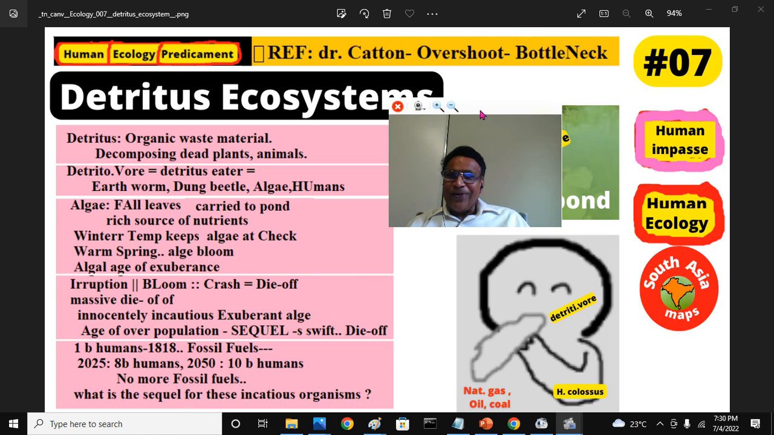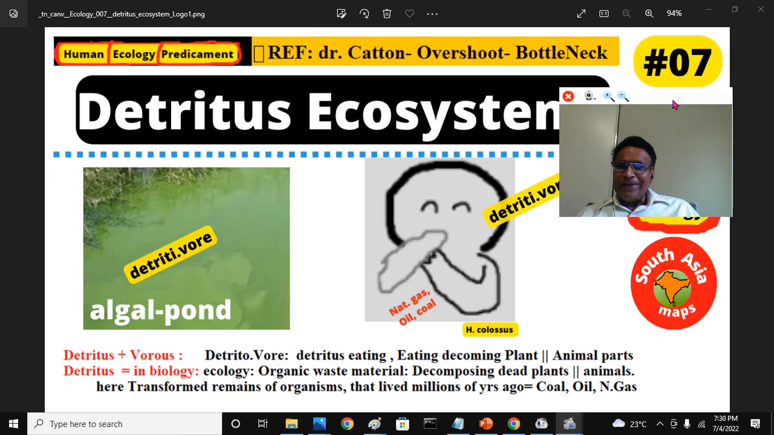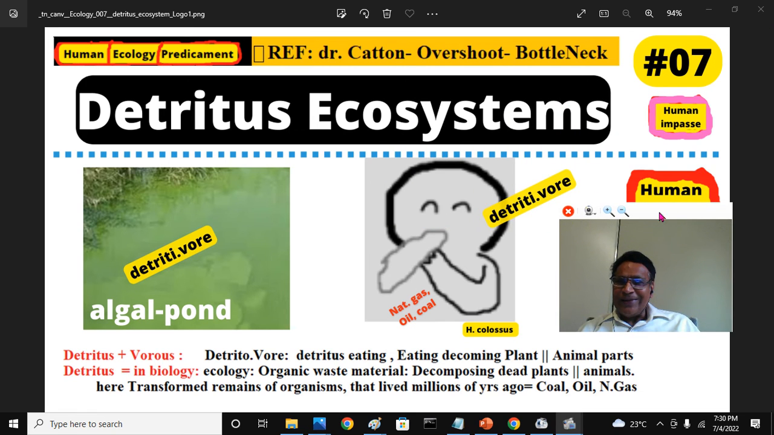The detritus ecosystem, the detritivore, the organism that lives on the detritus ecosystem. In the algal pond, algae are detritivores. The 8 billion humans on planet Earth today are also detritivores, dependent on decaying organic material, natural gas, coal, oil, and their products: fertilizers, pesticides, industrial civilization. This is the thing we should keep in mind.